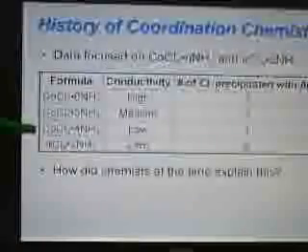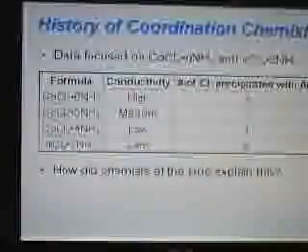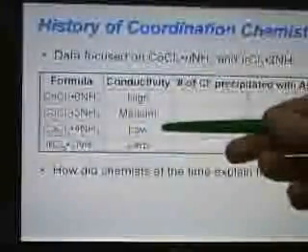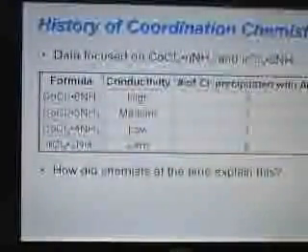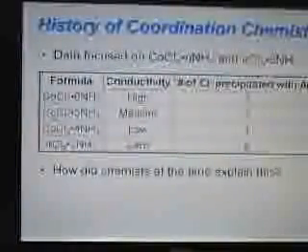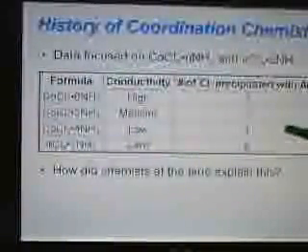The third compound, CoCl3·4NH3, had very low conductivity when compared to the first 2 compounds. And 1 mole of AgCl precipitated per mole of CoCl3·4NH3.